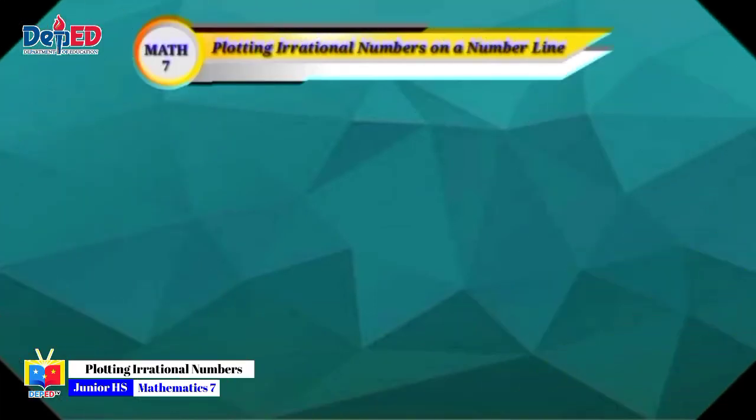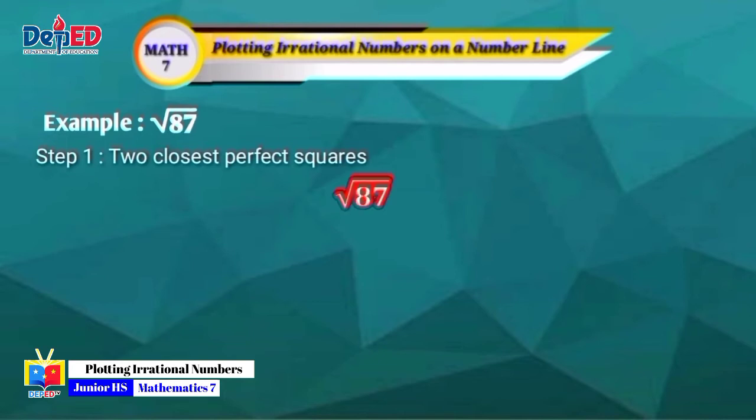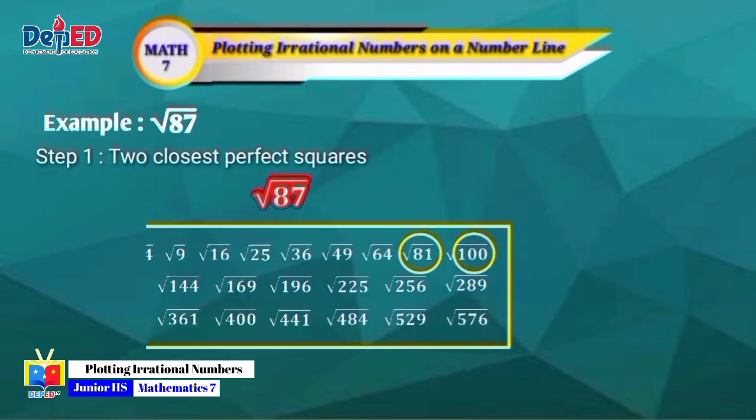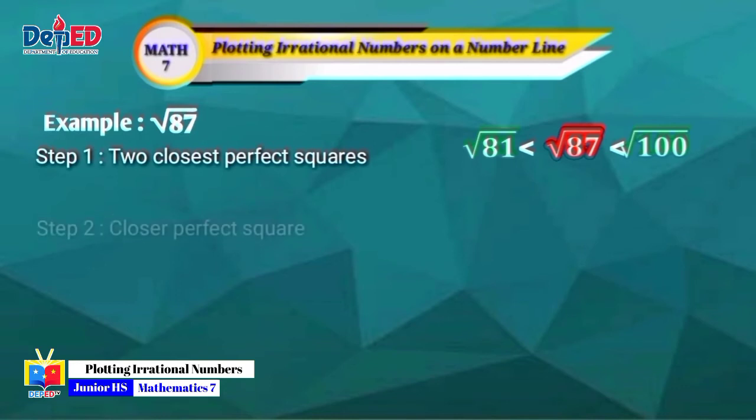Next, plot square root of 87 on the number line. Step 1. Determine the two closest perfect squares. Square root of 87 lies between the square root of 81 and square root of 100. So, the two closest perfect squares are 81 and 100.